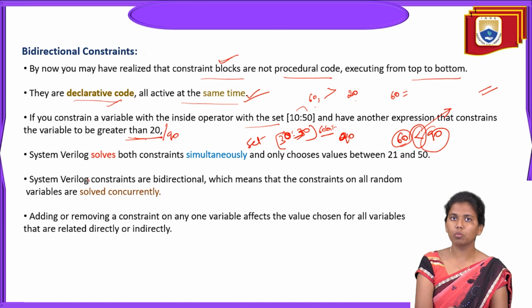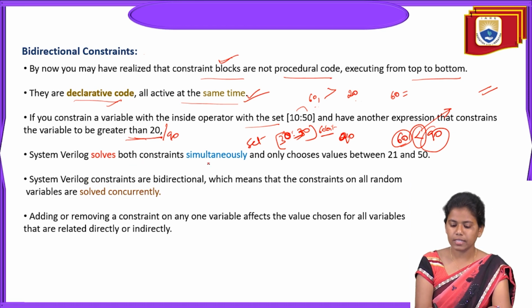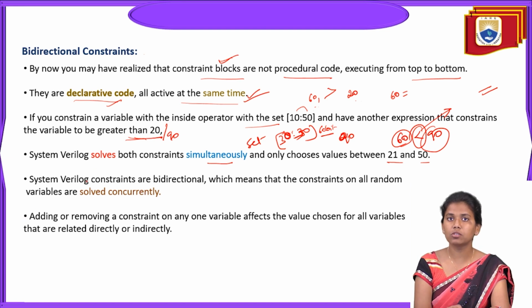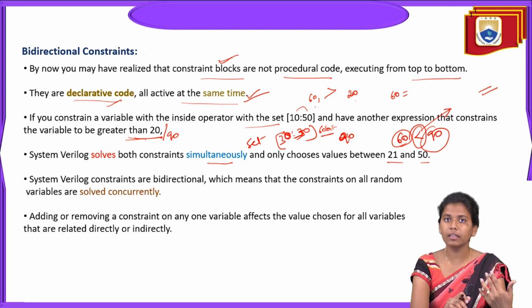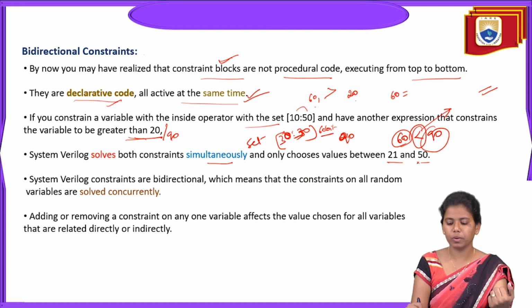SystemVerilog solves both constraints simultaneously and only chooses values between 21 and 50. So here what they're saying is that SystemVerilog solves both constraints. SystemVerilog has the capability to solve multiple constraints, and it can also choose values. The variables can be chosen between 21 and 50.